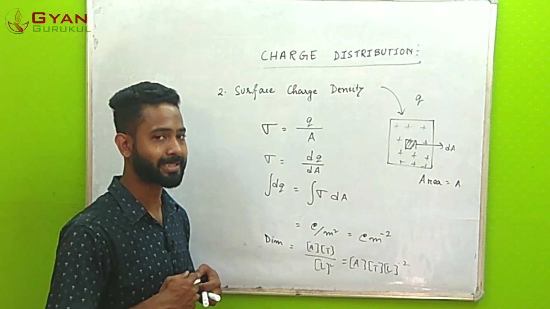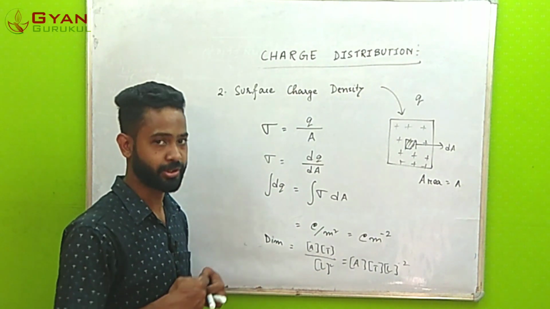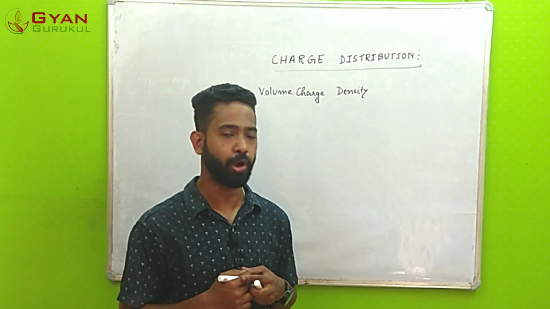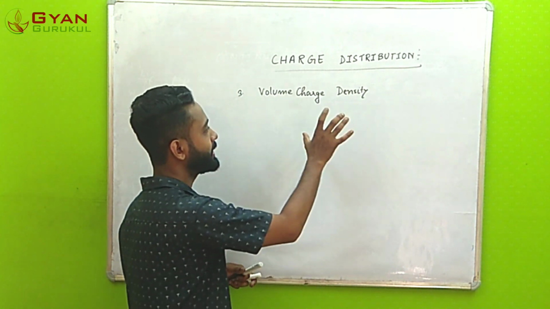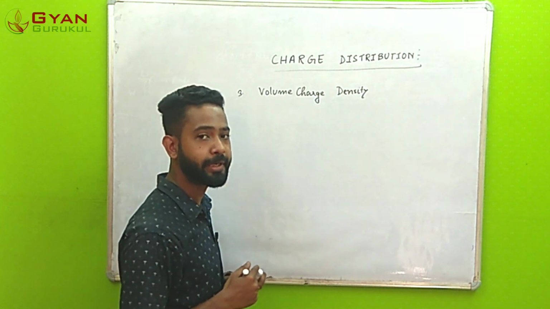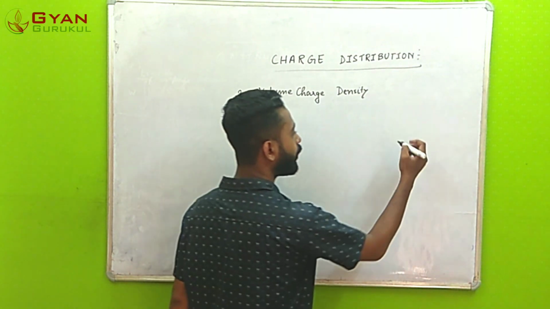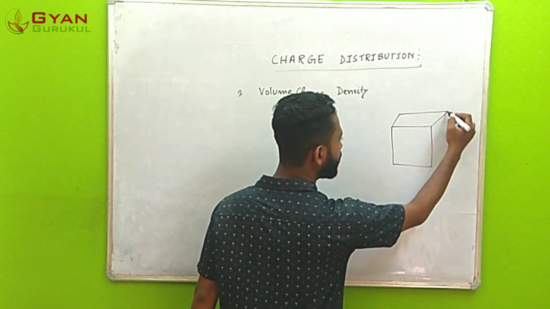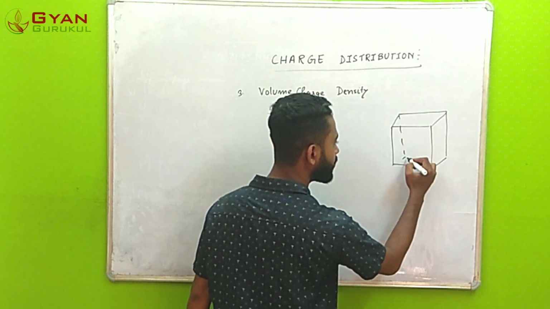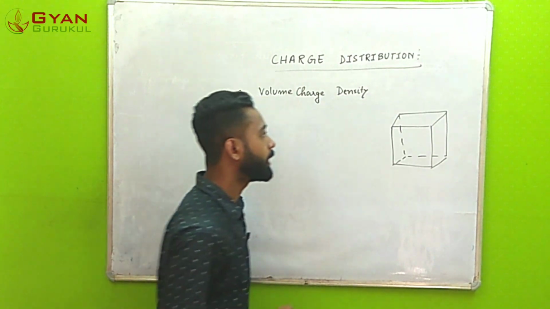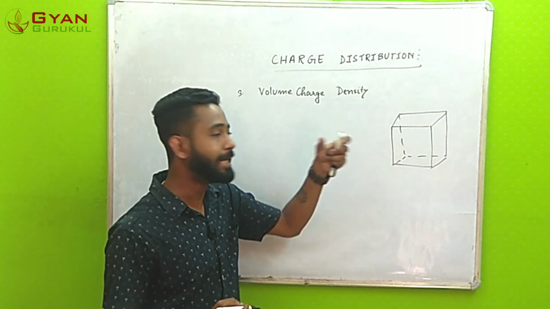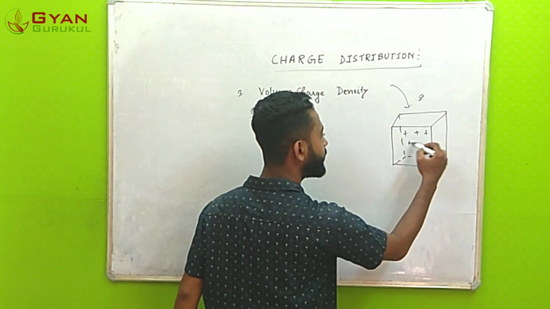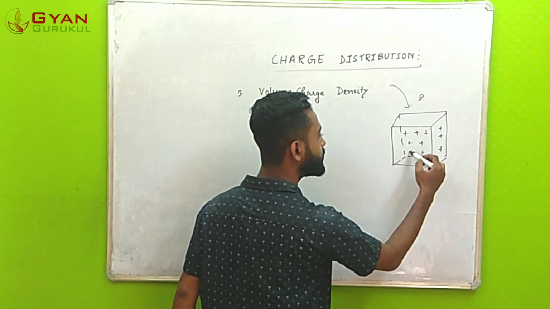Now let us discuss the last type, which is known as volume charge density. So the last type of charge density that we are going to discuss is volume charge density. So volume charge density is for charges spreading over a particular volume. So for any kind of volume, we need a three-dimensional object. So let me take a cube like such. So if I spread some charges into the volume of this cube, let me give some charges Q into the volume of this cube such that that charge is spread all throughout this volume.